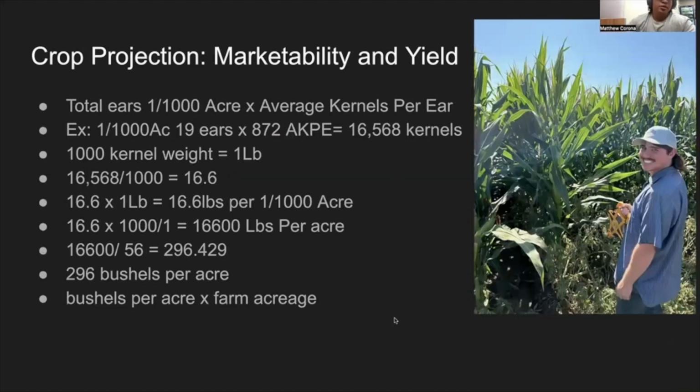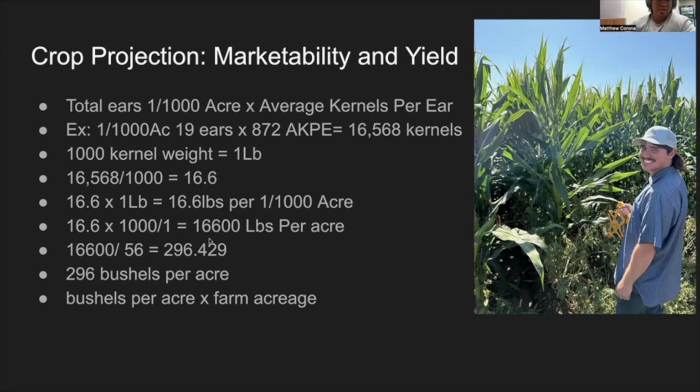And then we're going to scale this down to the 1/1000th of an acre and multiply that by our AKPE, which is average kernels per ear. So 19 ears collected in a 1/1000th acre area times 872 gives us 16,568 kernels. Reducing that down and dividing by 1,000 gets us 16.6. That 1,000 represents our 1,000 kernel weight. So then we have 16.6 times 1 for the 1 pound. We have 16.6 pounds per 1/1000th of an acre.